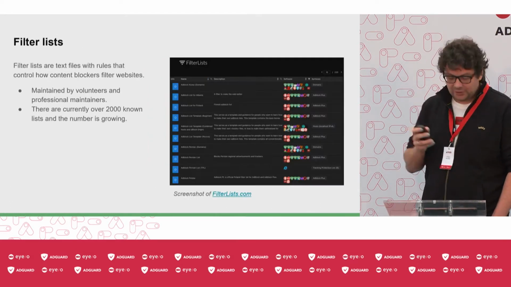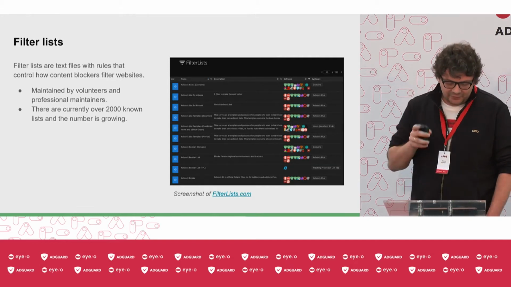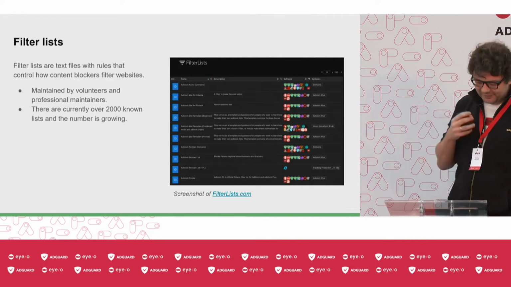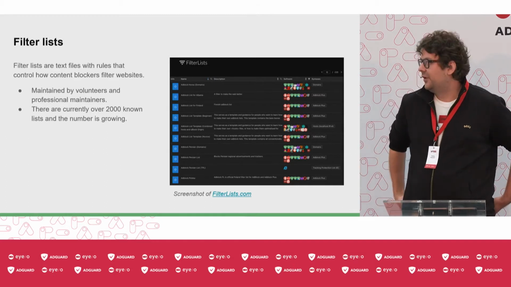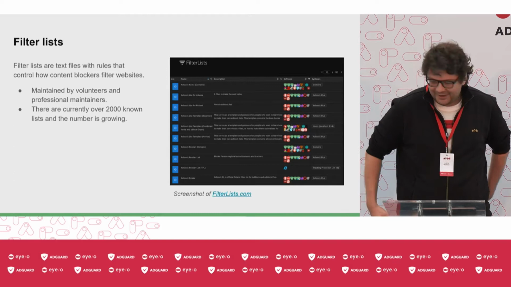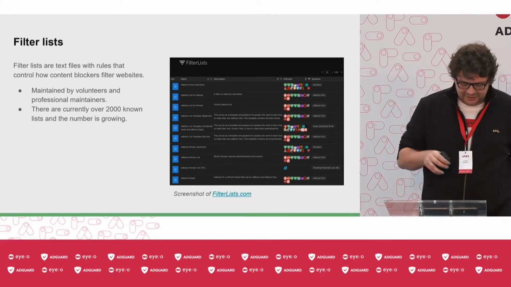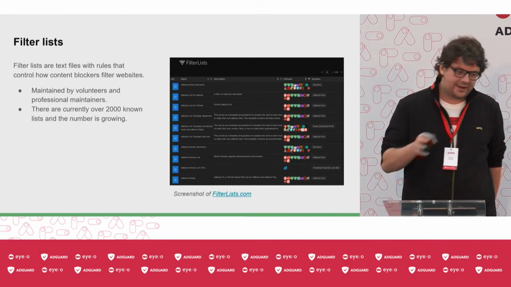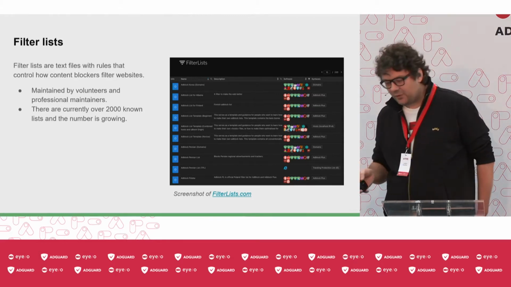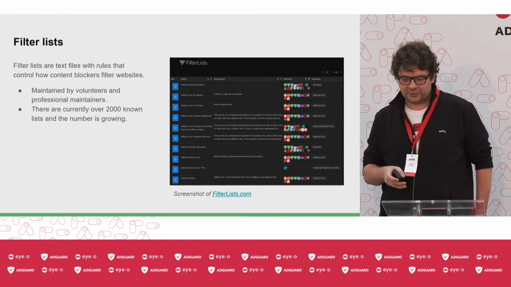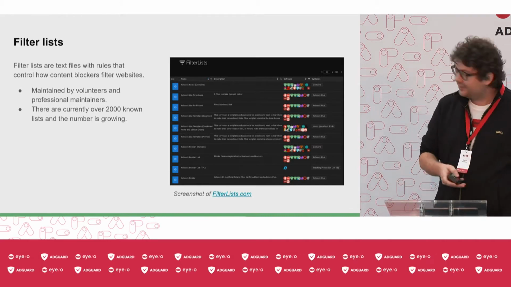Now that we know about these rules, let's talk about filter lists. Filter lists are basically simple text files which combine different kinds of filtering rules that in turn control how content blockers work. These filter lists are maintained by volunteers and/or professional maintainers. There are currently over 2,000 known lists, and the number is growing. Remember this fact. We will return to it later.